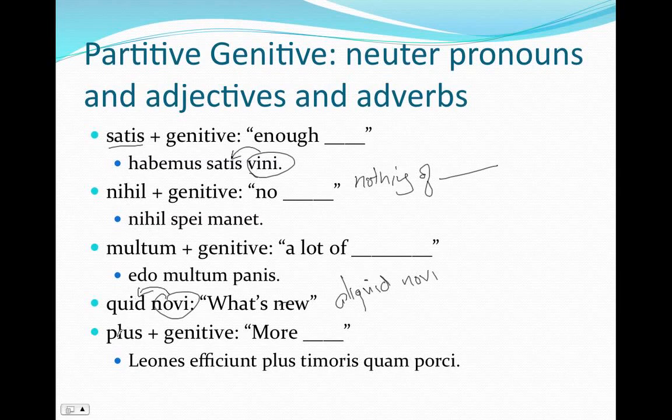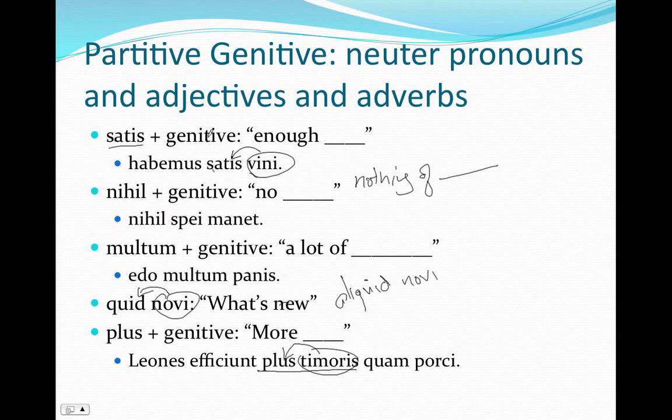And then one last idiomatic expression, and again, satis, nihil, multum, quid, plus. There are others that use this same partitive genitive construction. This is just a small list to give you an idea how it works. Plus the genitive, more of something, or we would just simply say more something. So leones efficiunt plus timoris quam porci. So there's our phrase, plus timoris, timoris is the partitive genitive. Lions bring about more fear than pigs bring about. So plus timoris, literally more of fear, but we wouldn't say that, we would say more fear.